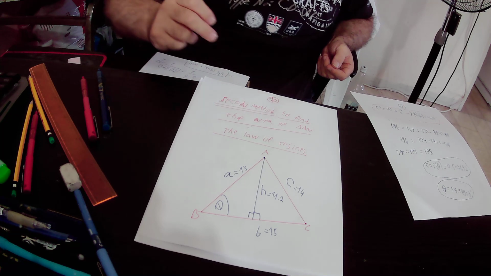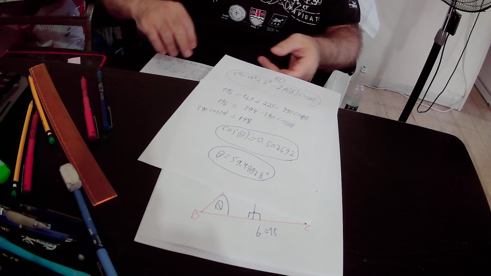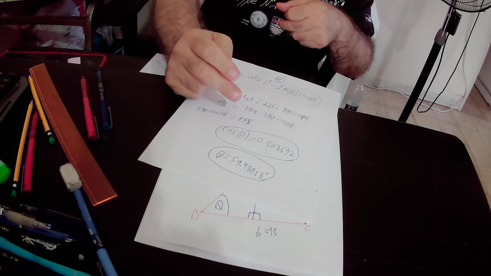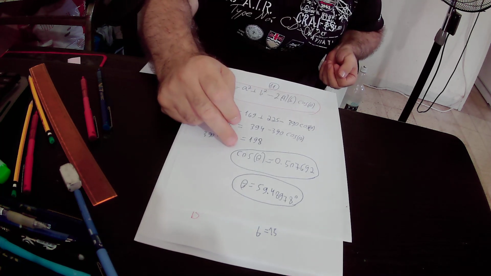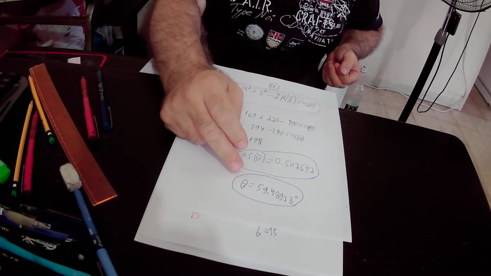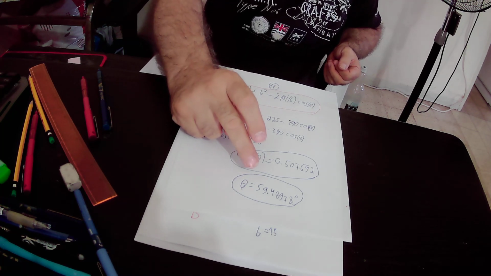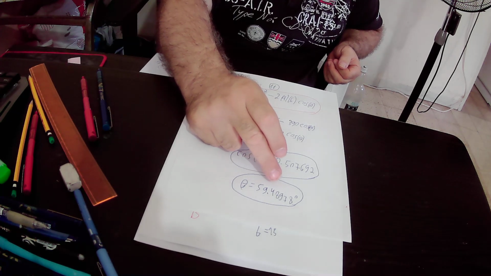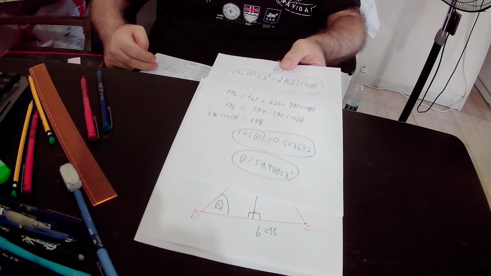So we found out that cosine theta equals 0.507692. And we used the inverse function of cosine in order to find out the value of theta, and we found out that the value of theta is 59.48978 degrees. That is the value of angle theta.